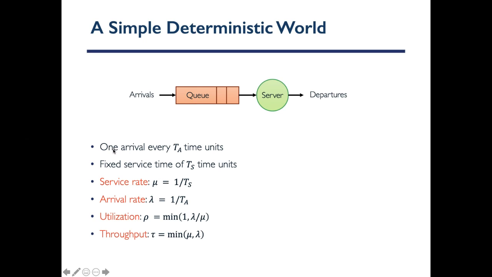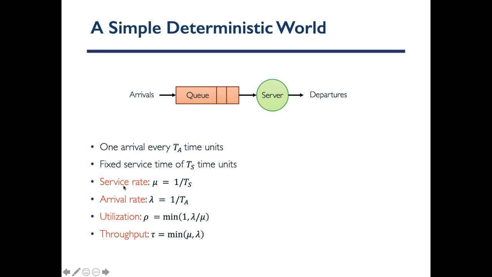Let's consider a very simple deterministic world where you have one arrival every TA time units. Let's assume that each request takes TS time units to be processed inside the server, and then they depart from the server. At this point, we're not going to care about what happens after they depart. All we care about is from when they arrive until they're out of the server.